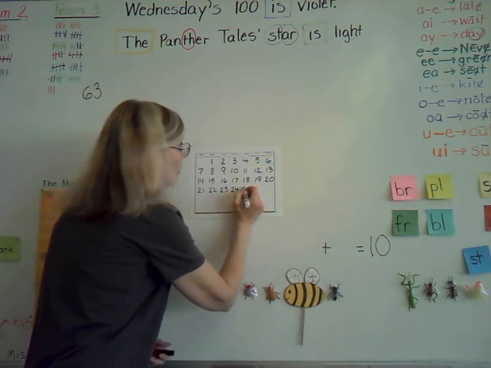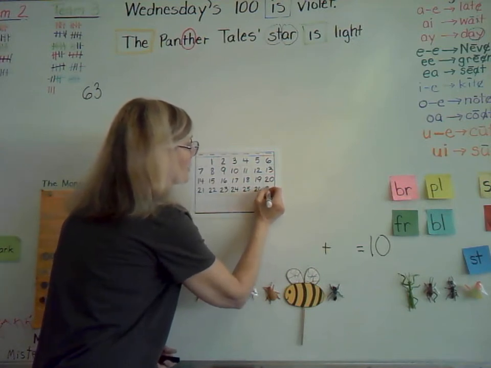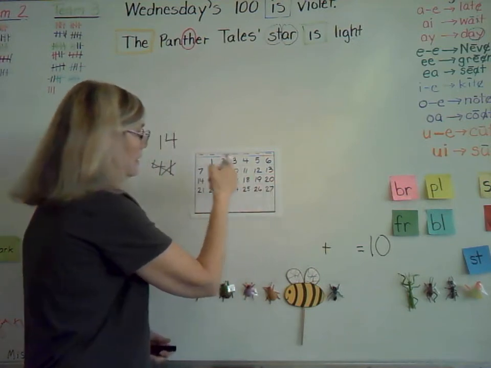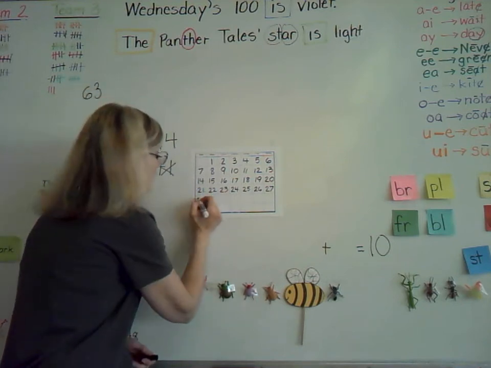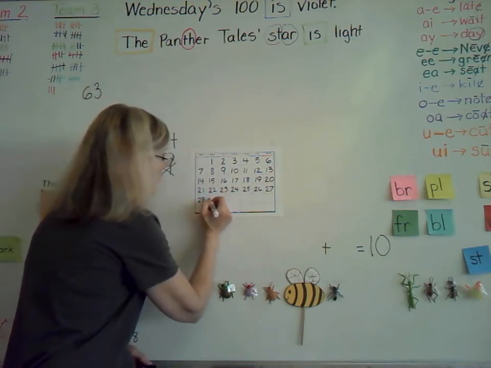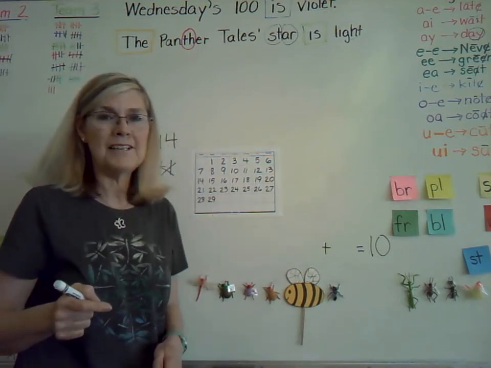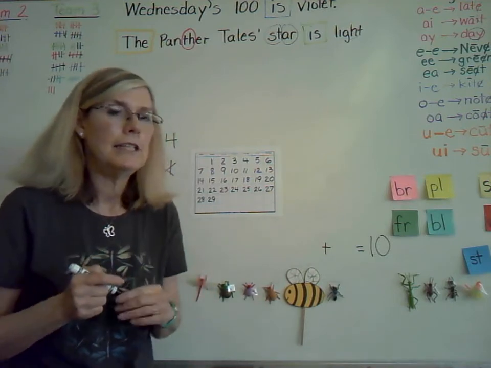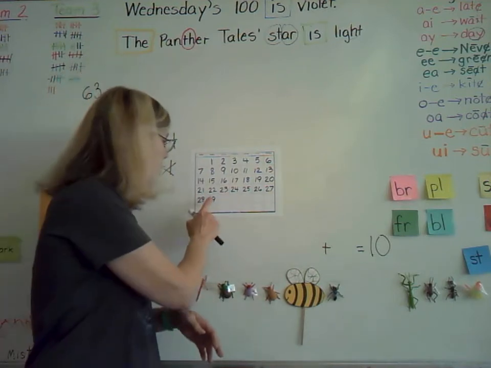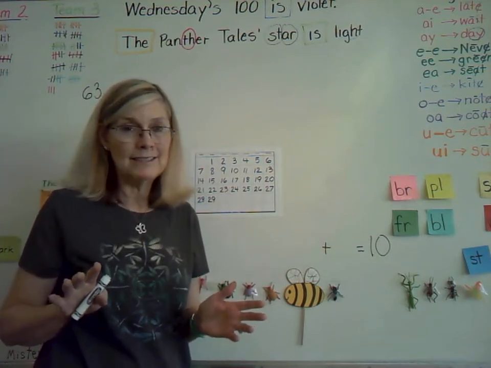24, 25, 26, 27. Then down to the next row, another week on our calendar. 27, 28, 29. And what comes after 29? 30. Now, if you weren't sure, when you get to the 29, you know there's not a 2010.